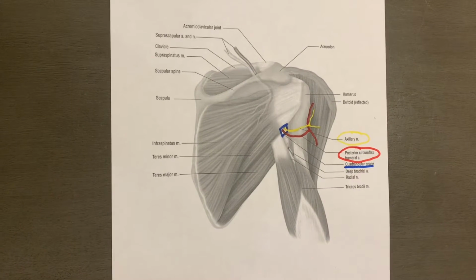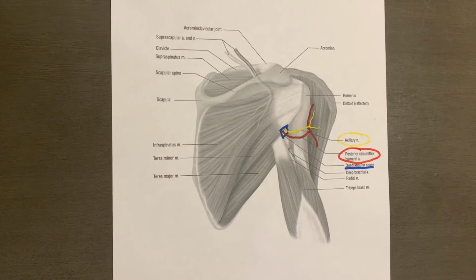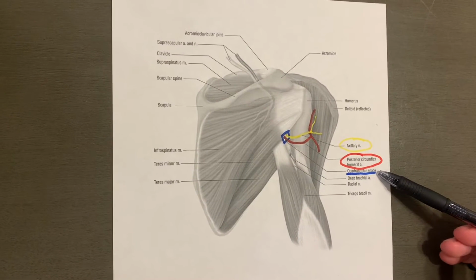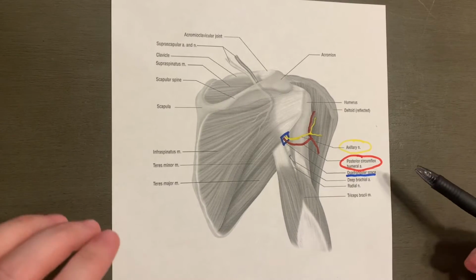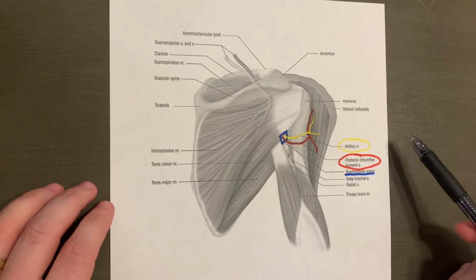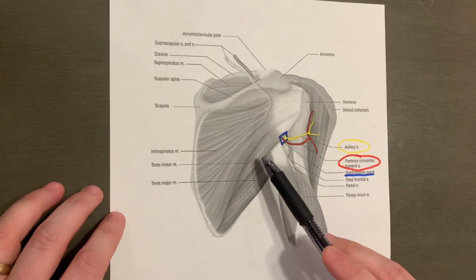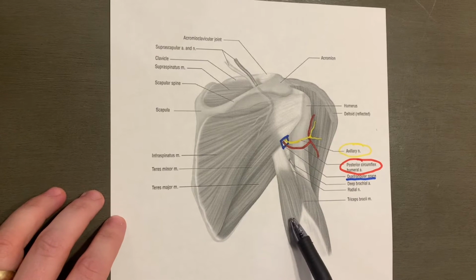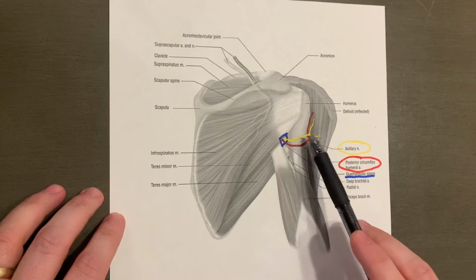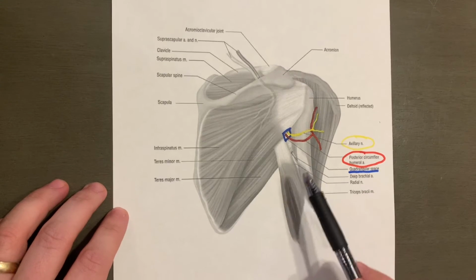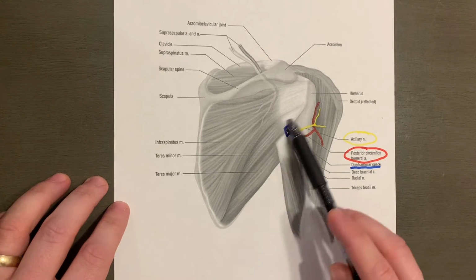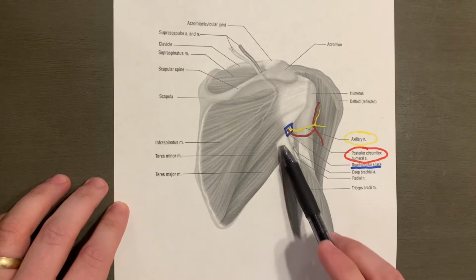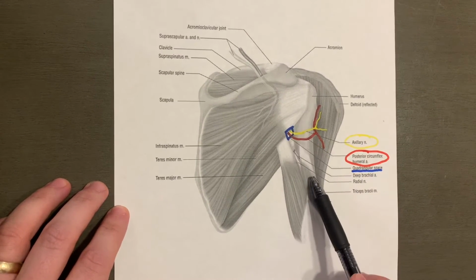Hey everybody, we're going to talk about the quadrilateral space, sometimes called the quadrangular space also. So first of all, what is it? This is an area in the posterior shoulder that is framed by the teres minor on top, the teres major on the bottom, the long head of the triceps, and by the humerus on the other side. So one more time, that's the teres minor on top, teres major on the bottom, the long head of the triceps, and then the humerus.